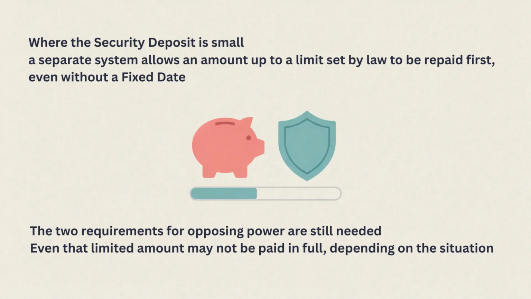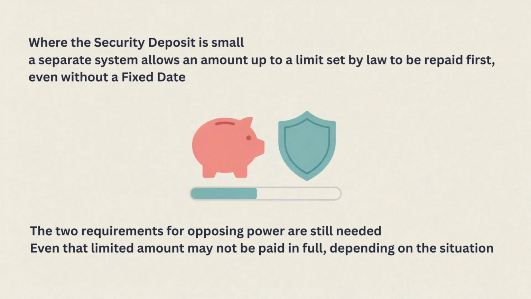There is one exception worth knowing. A separate system exists for lessees whose deposit is small. Under it, an amount up to a limit set by law can be repaid first, even without a fixed date. 3 things go with that though. First, the 2 requirements for opposing power are still needed. Second, what comes back is not the whole deposit, but an amount up to a limit set by law.